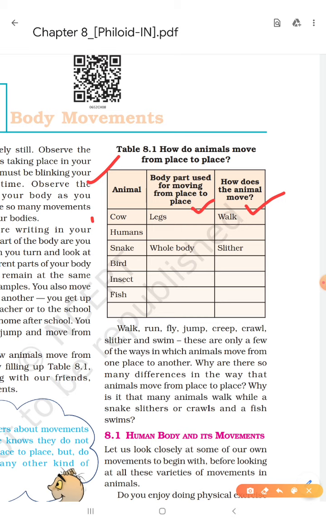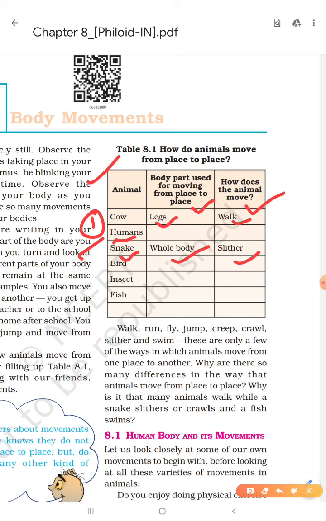In the first example you can see here, which is cow. As we know, when a cow moves, it uses legs, that's why it is written here legs, and we call that walk. Like that, we have given the example of snake also. A snake uses its whole body to move from one place to another, and the movement of a snake is called slither.